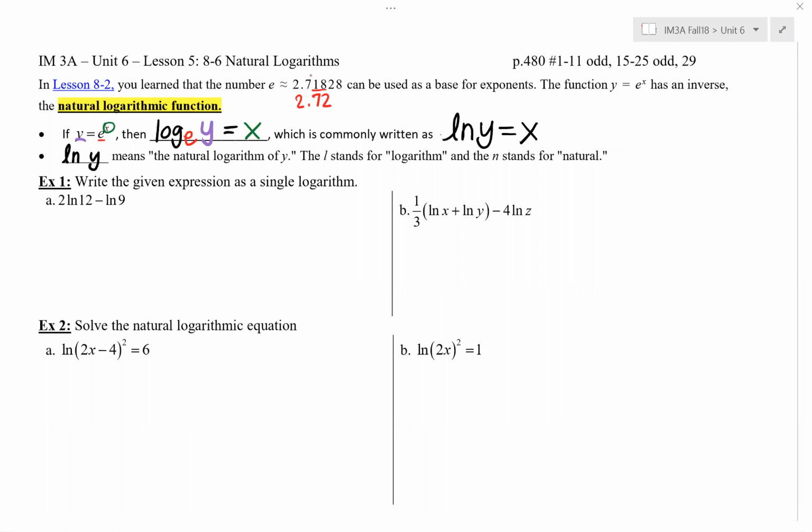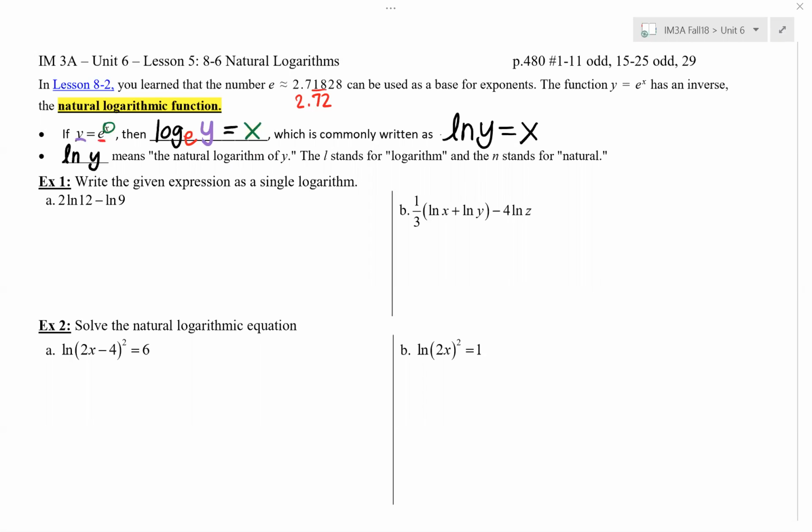So if I have some function y equals e to the x, then its inverse is the log of base e, which is called the natural log function. If we have y equals e to the x power, then log base e of y equals x is equivalent. I just switched from exponent form to log form: the base of our exponent was e, and then we switched the power and the value. This is commonly written as ln of y equals x, and ln of y means the natural logarithm of y. The L stands for logarithm and the N stands for natural.